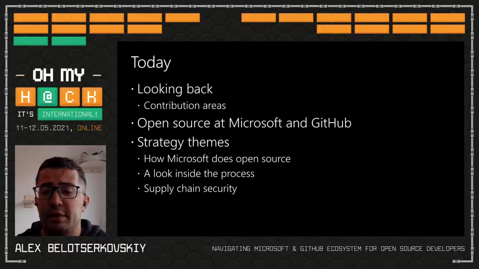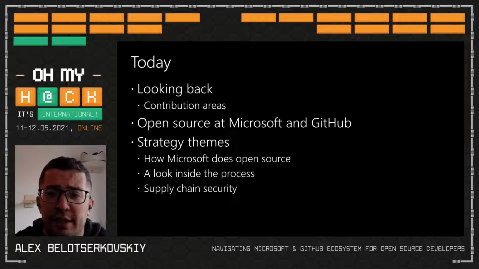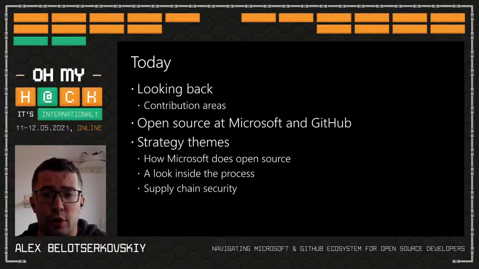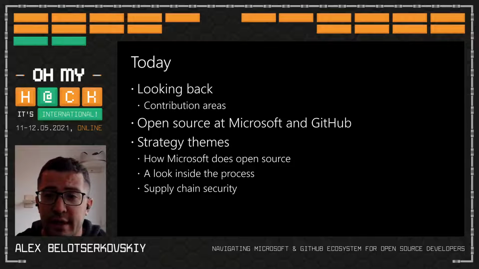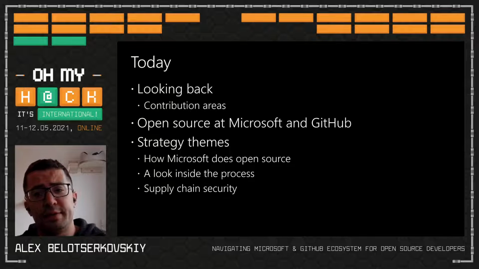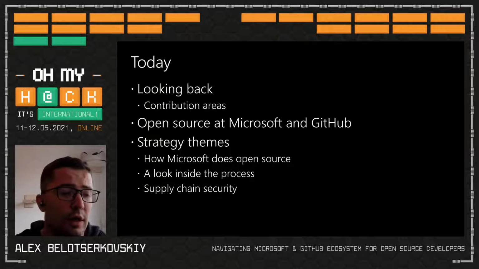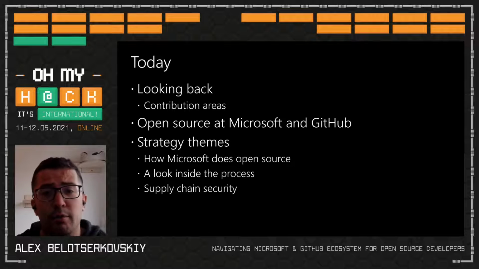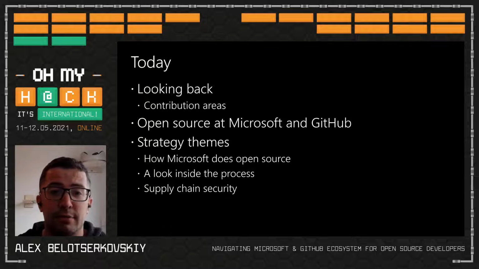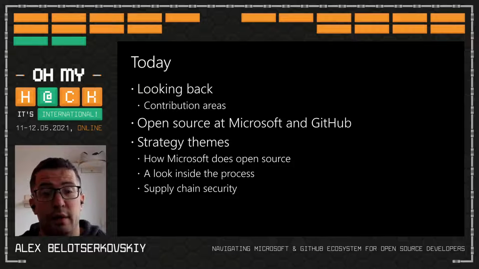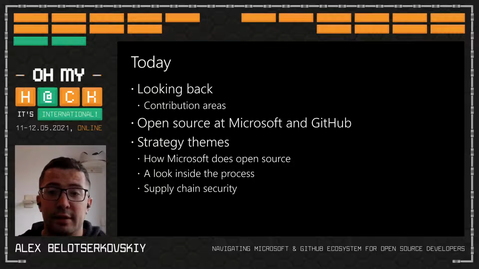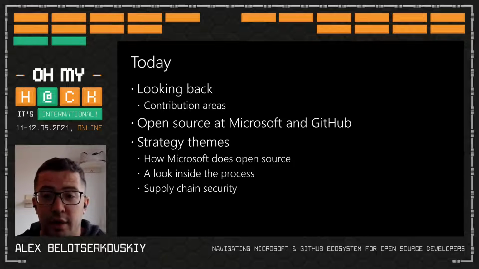And strategy topics, strategy teams: how Microsoft does open source, why Microsoft does open source, and how to navigate our huge ecosystem for open source users. Then a look inside the process. That will be a sneak peek, because a lot of details are, of course, NDA'd, but we also have a public resource that describes a little about how we are developing our open source components, how we are doing inner source, how we govern this process, and all of these things.